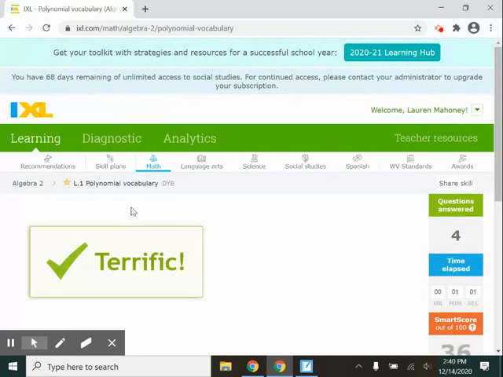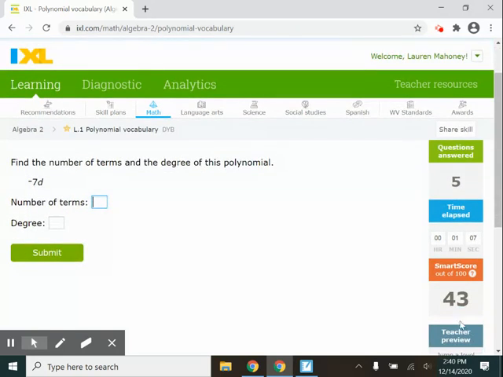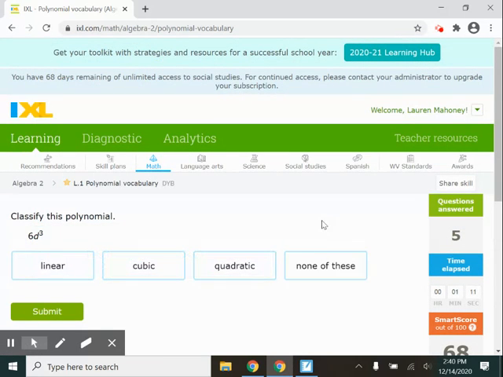Let's see if we can find a different question. Number of terms, that's 1. Let's see if they ask anything else. Let's try skipping and seeing what they ask. Okay, so classify this polynomial. So you have linear, cubic, quadratic, or none of these.